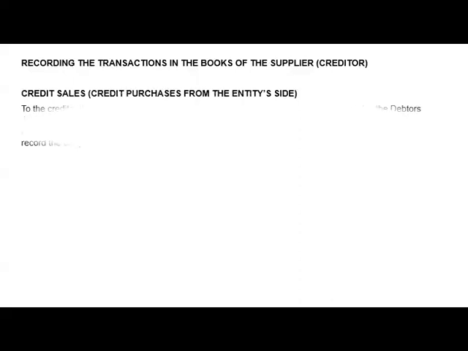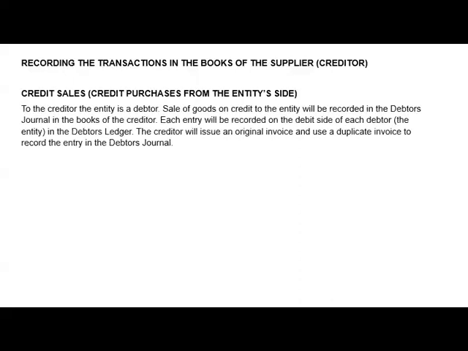Please note that the supplier sees us as a debtor. Therefore, credit sales from their side will be recorded in the debtor's allowances journal, and each entry will be recorded on the debit side of each debtor, which is the entity, in the debtor's ledger. The creditor will issue an original invoice and use a duplicate receipt to record the entry in the debtor's journal.